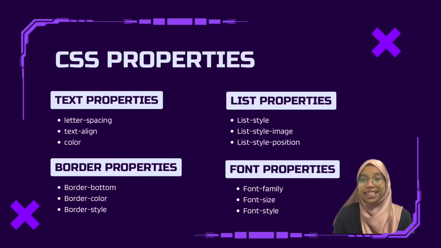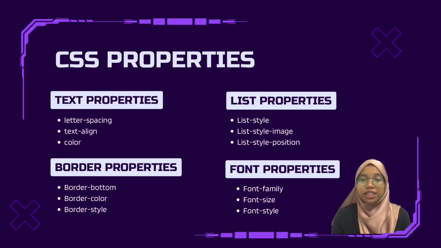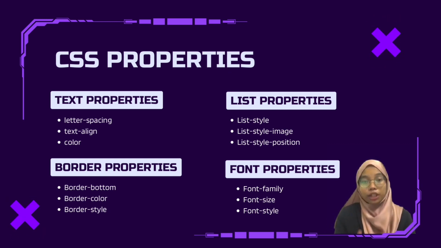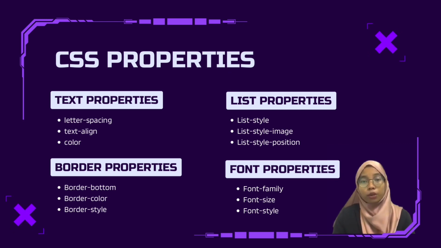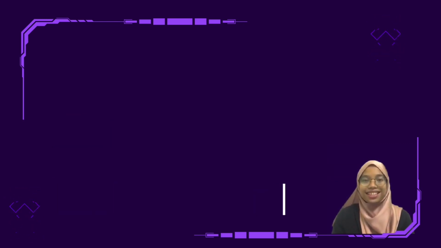Next, there are many CSS properties. However, these are the basic properties in CSS, which are text properties, list properties, border properties, and font properties. Alright, each of them contains its own properties, like color for the text properties, list style for the list properties, border color for the border properties, and the last is font size for the font properties.